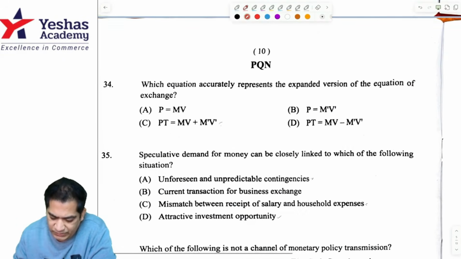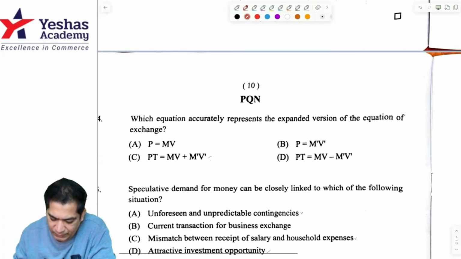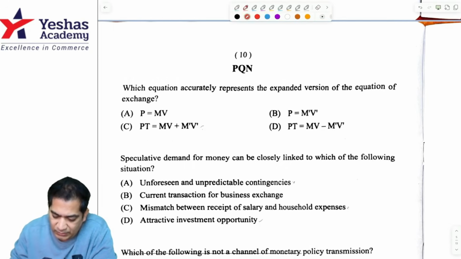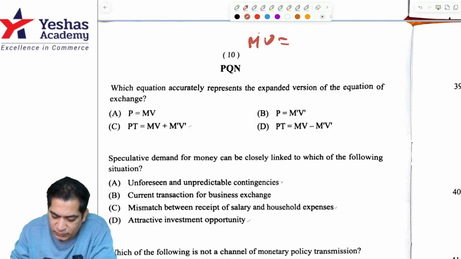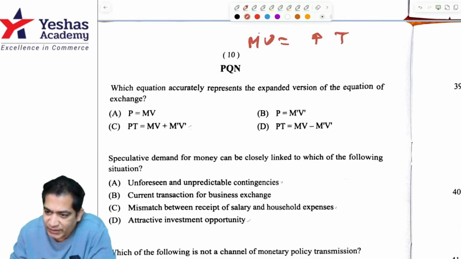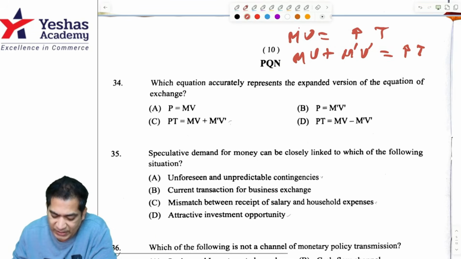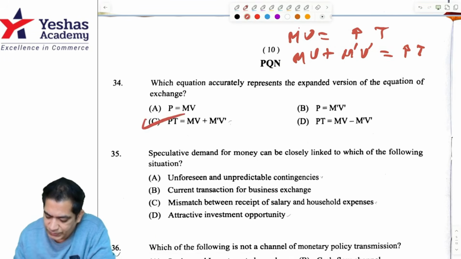Which equation accurately represents the expanded version of the equation of change, that is Fisher's equation? So what it was previously: he said that MV equals PT. Then he included credit money, the supply of credit money, and the velocity of credit money. So the equation changed to MV plus M dash V dash equals PT. So the answer will be option C.